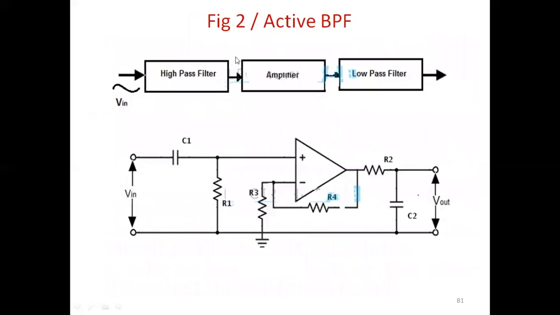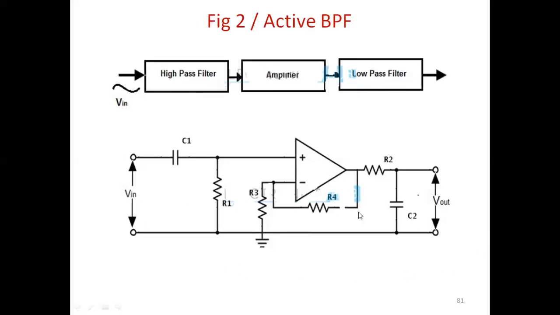Look at this figure number 2. The high pass filter is available here. The low pass filter is available here. The amplifier is in the middle. Generally we go for an op-amp. So an op-amp is there in the middle between the high pass filter and the low pass filter. The total block will behave like a band pass filter. And the cutoff frequency of the high pass filter should generally be greater than the cutoff frequency of the low pass filter. This block diagram is given in the form of a circuit diagram here.